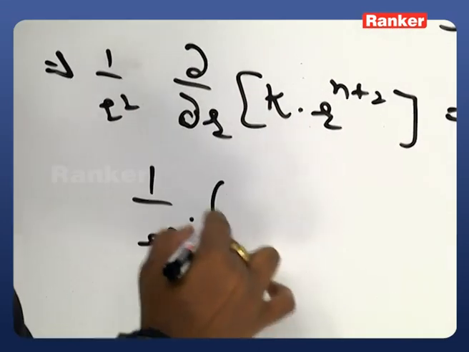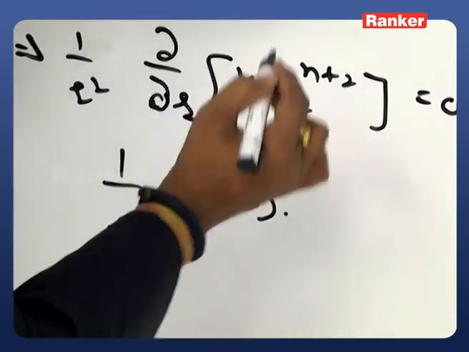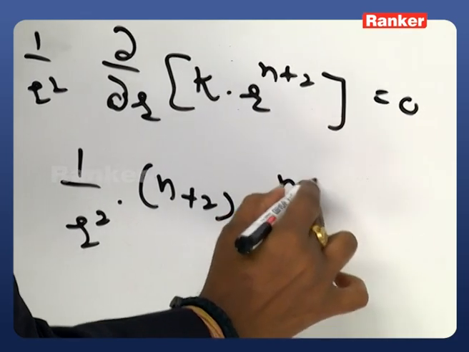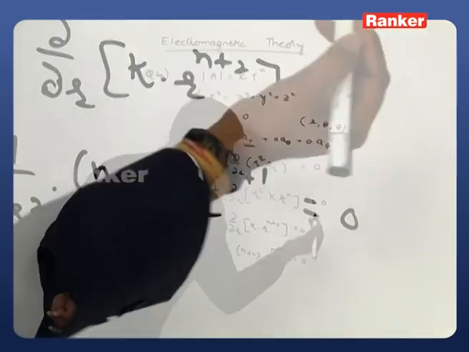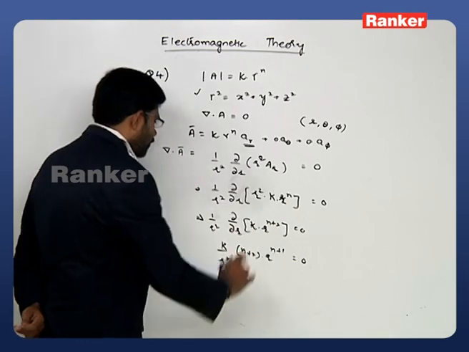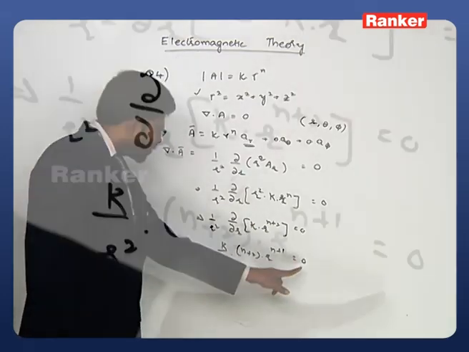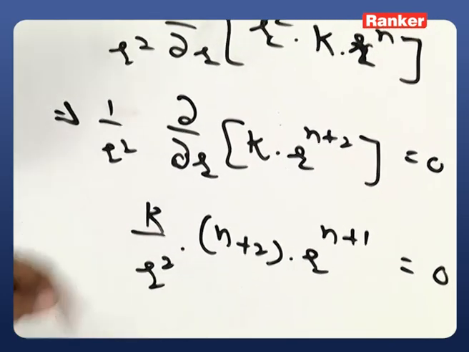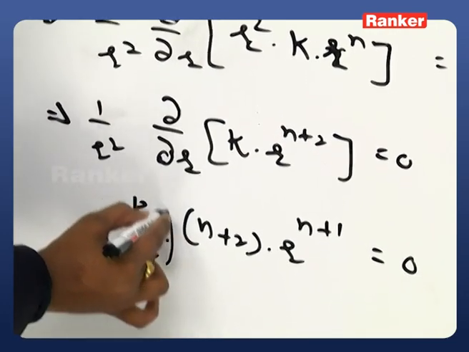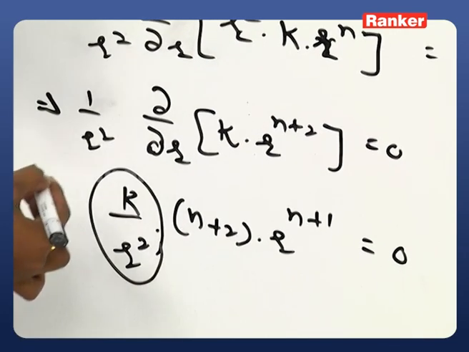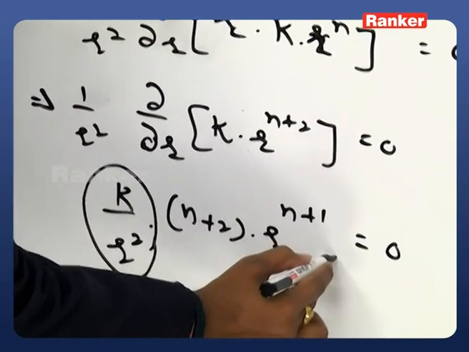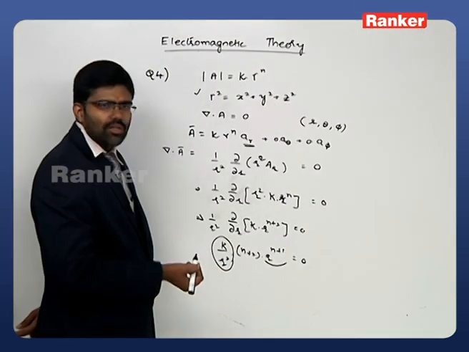The differentiation of this one is (n+2) r^(n+1) = 0, and a constant k also will be there. If this is 0, we just need to examine this equation. If you examine it, the radius term and the constant k are not equal to 0, and since the radius is arbitrary, this is also not equal to 0.